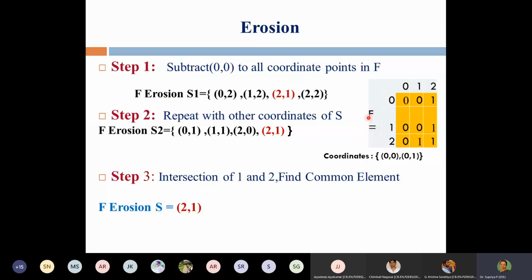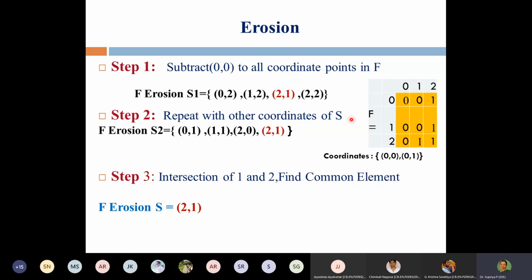The example is the same, which means the coordinates of f with 1 are identified: 0, 2, here it is 1, 2, here it is 2, 1, and here it is 2, 2. That is the first step. To this, we are going to subtract 0, 0. Luckily, since the coordinate is 0, 0, there is not going to be much change. So step 1 remains the same for both erosion as well as dilation.